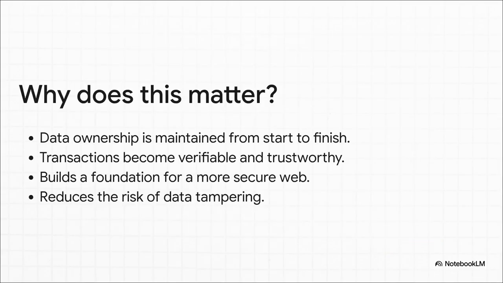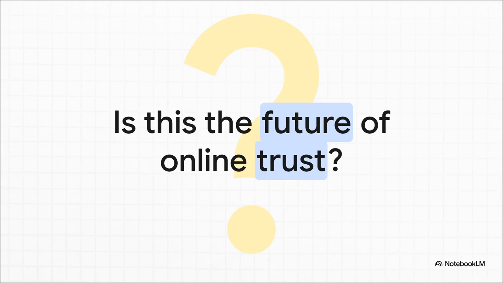So what's the big deal here? Why does a system like this even matter? Well, it really seems to be about shifting power back to the user. When your ownership is maintained from the very start to the very end, and every single transaction is verifiable, you start to build a web that is fundamentally more trustworthy. It gets to the root of problems like data tampering and misinformation by making authenticity the default setting, not an afterthought. This whole blueprint suggests a future where every single piece of data has a clear, verifiable owner.